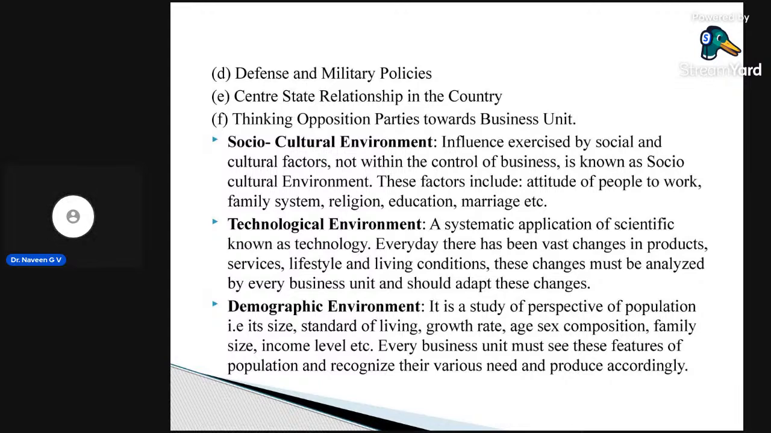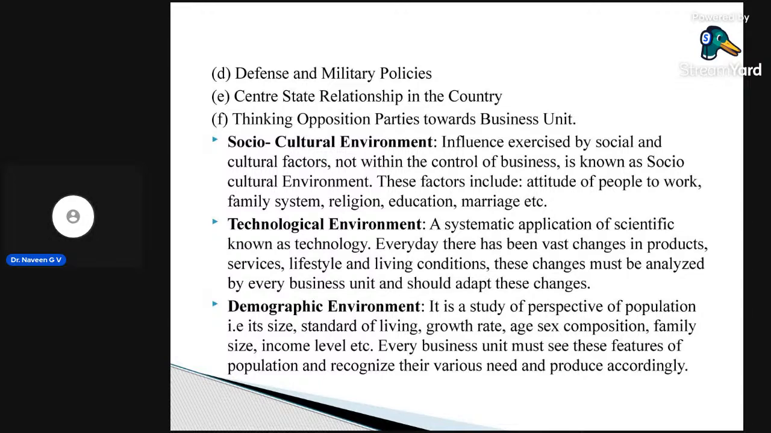Then demographic environment. It is a study of the perspective of a population. The size of the population is one of the major things in the demographic environment, based on population size and standard of living. Standard of living is the most important thing in providing services to the customers. Standard of living is based on what they are earning, the growth rate, and age and sex composition.